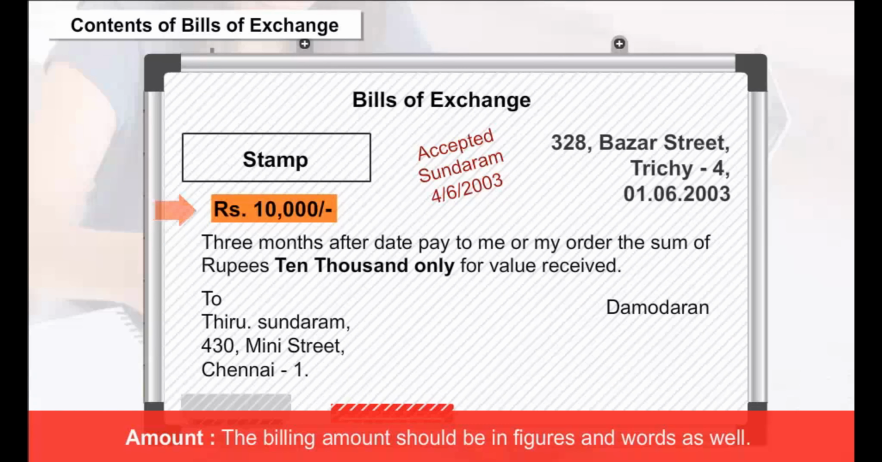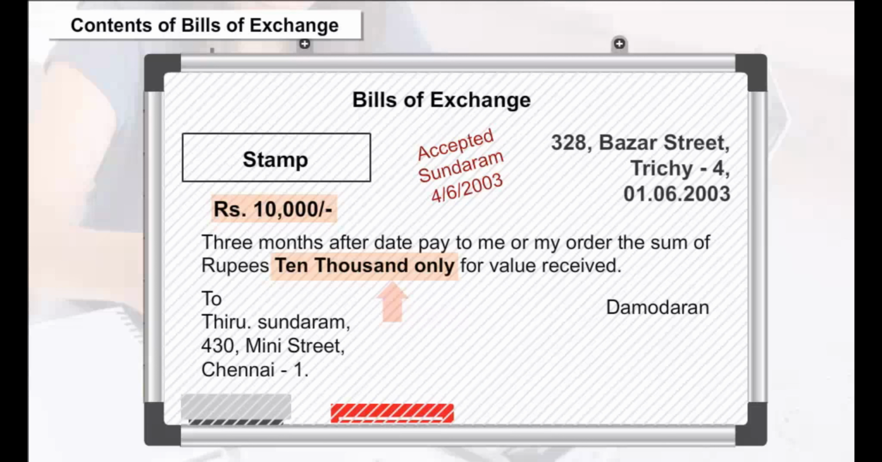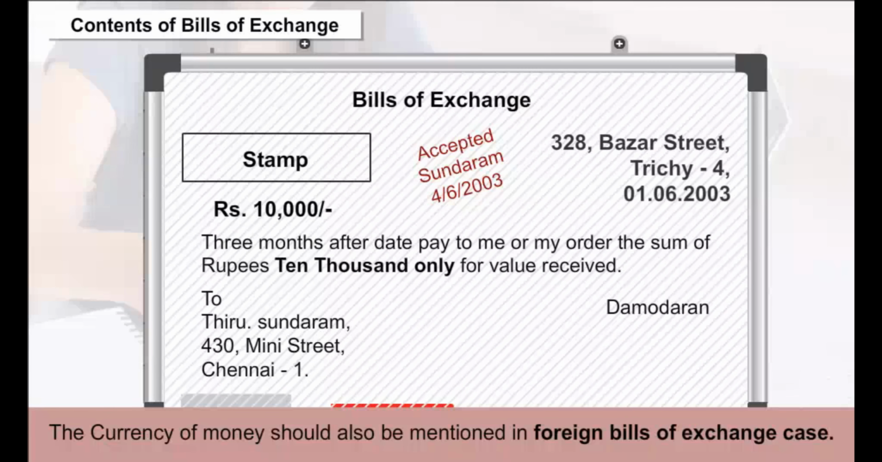2. Amount. The billing amount should be in figures and words as well. The figured amount should be mentioned at the top left corner of the bill, and the amount in words should be mentioned in the body part or in the center of the bill. The currency of money should also be mentioned in the case of foreign bills of exchange.